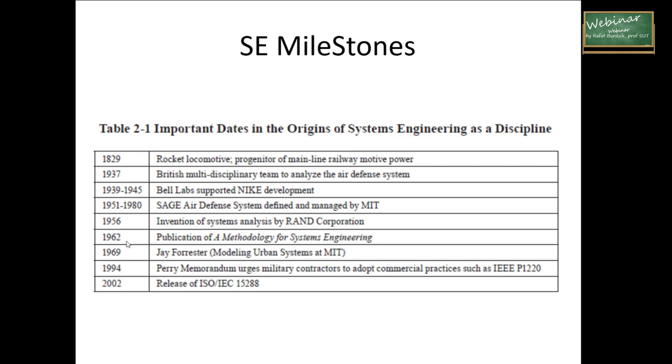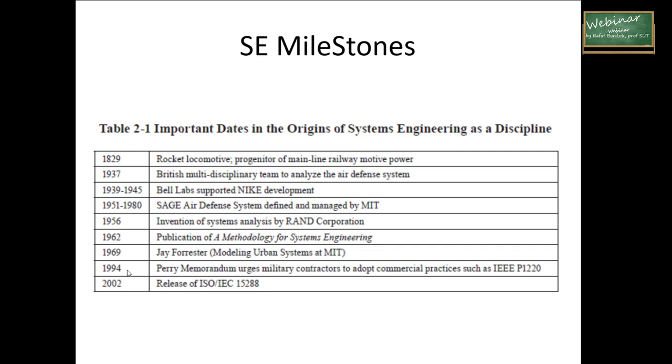Next one is 1962, when the first complex publication about the methodology for system engineering was published. So it was the first, we can say, complete publication, when all the experience and knowledge that came from those events was brought together, and a new foundation of the new discipline of system engineering was published. So it is an important date when we are talking about the development of system engineering. Next is 1969, when J. Forrester was creating the modeling of urban systems at MIT. So it was also the system engineering approach applied to modeling urban systems.